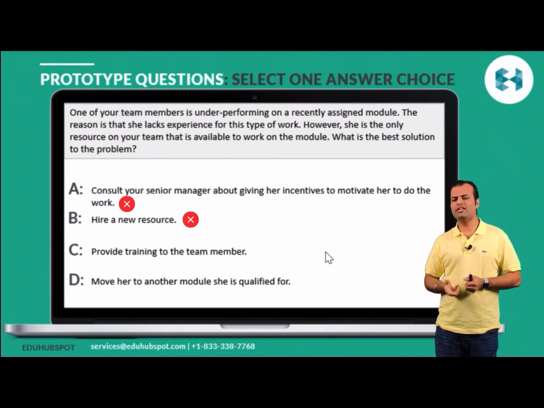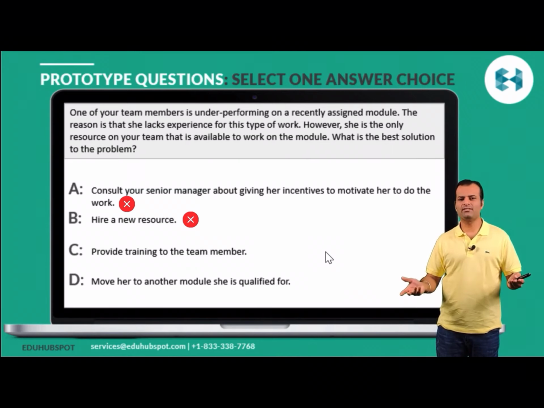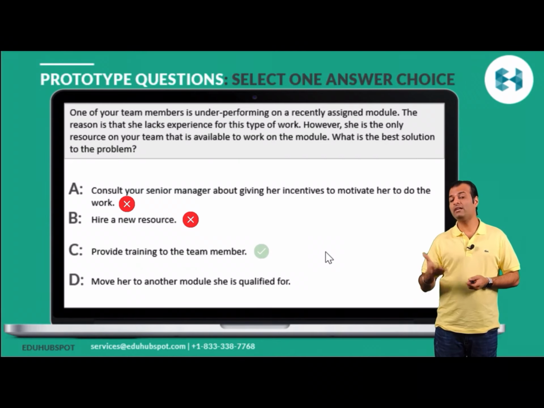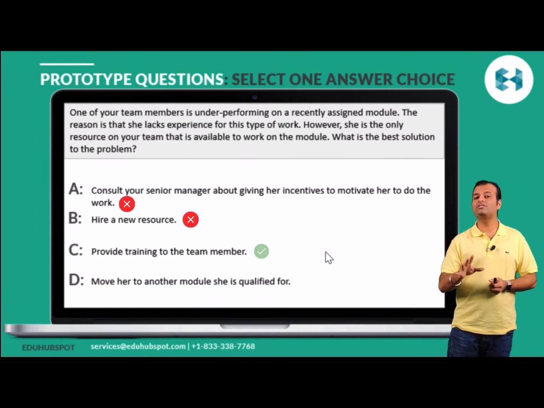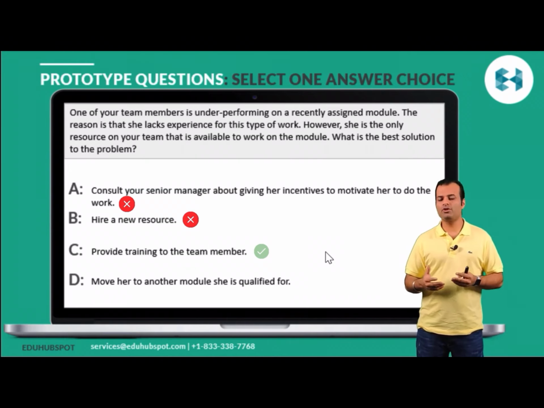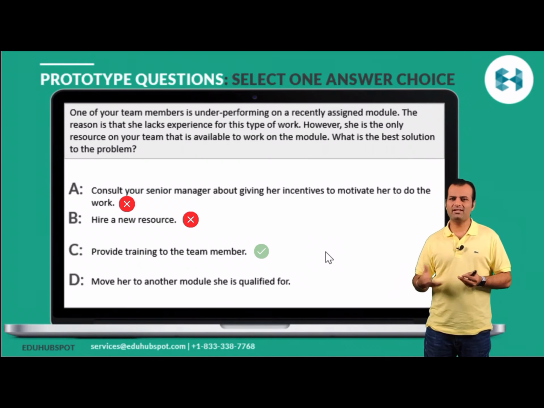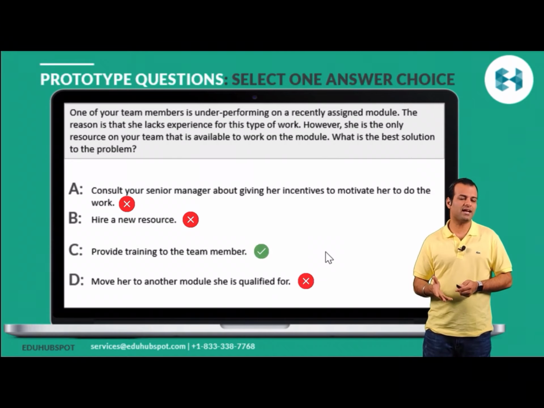C, provide training to the team member. Absolutely, right? Providing training is actually a tool in your resource management knowledge area, and you do that all the time and it makes absolute sense. So far it looks like C is the correct answer, but D, move her to another module she is qualified for. Okay, when the question is clearly and explicitly saying she is the only resource on your team available to work on the module, then you definitely have to pick the correct answer as C.